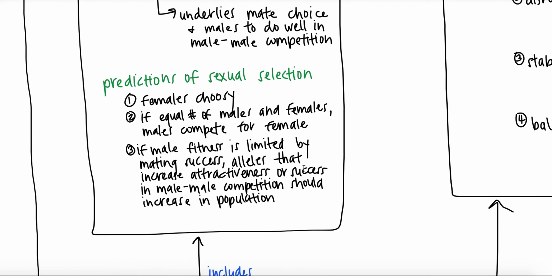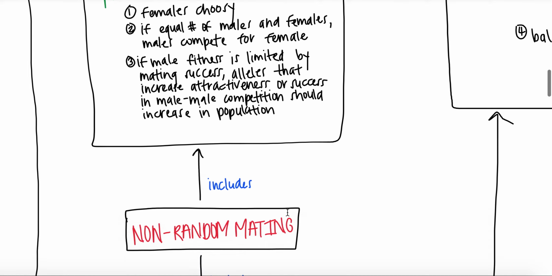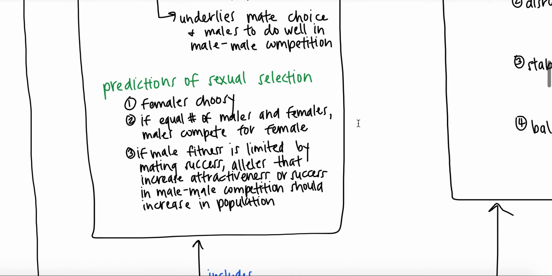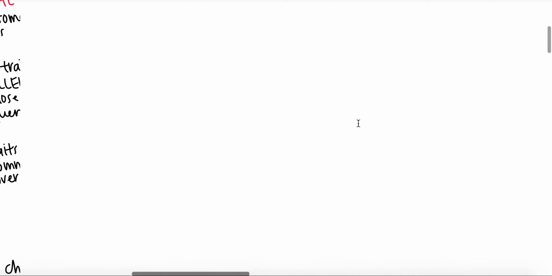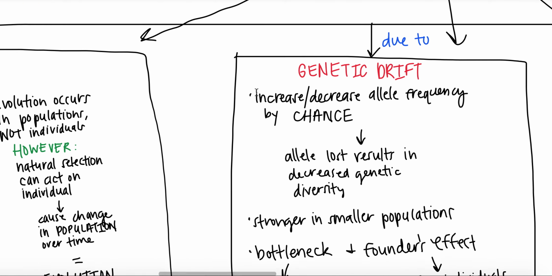And lastly, if male fitness is limited by mating success, alleles that increase attractiveness or success in male-to-male competition should increase in the population. So going back to the deer, that male with big antlers gets the female, and that female will have offspring that have the big antlers. And that offspring will have offspring that have big antlers, and they'll just keep going and going. And sexual selection is an example of non-random mating because, again, females choose the male that they want to mate with.